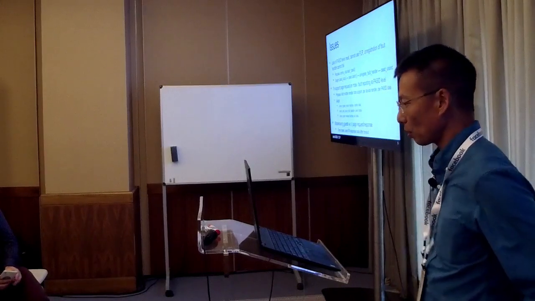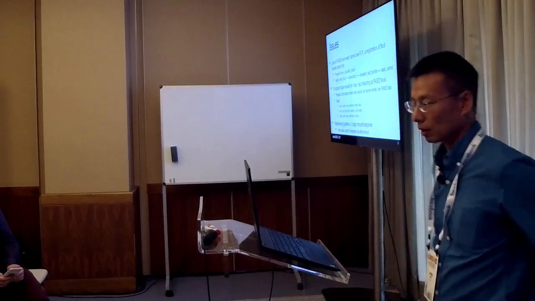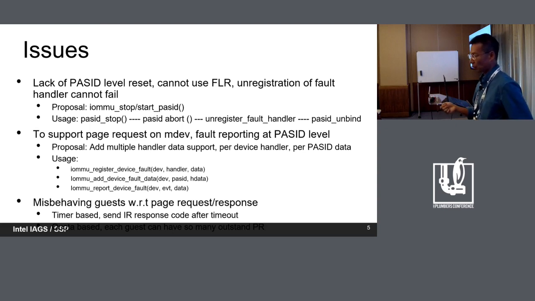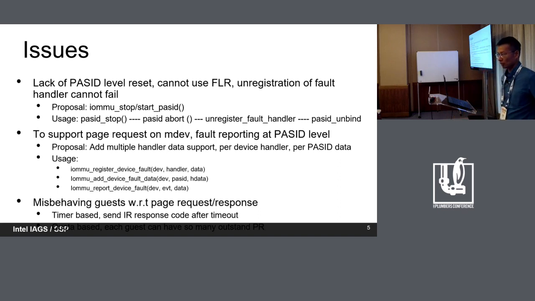And then another point is open. When we need to support a mediated device, meaning today we have only per physical device assignment, and then the fault handling is also per physical device. I want to add multiple data per PASID fault handling data, such that when a per PASID fault happens, we can report to the device driver with appropriate data.